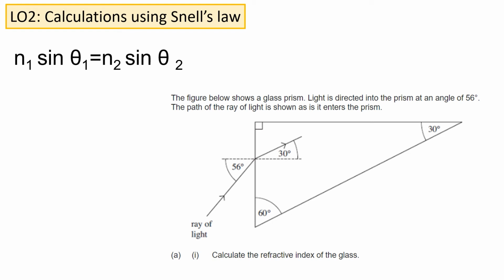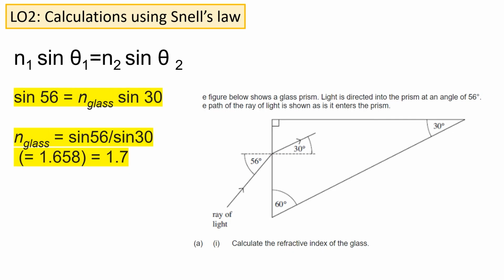Okay, so you should have noticed that n1 is equal to 1, θ1 is equal to 56 degrees, and θ2 is equal to 30 degrees. Therefore, putting these numbers into the equation, you should have worked out that the refractive index of glass is equal to 1.7.